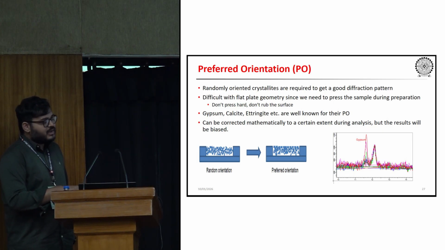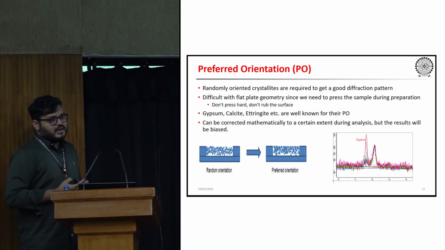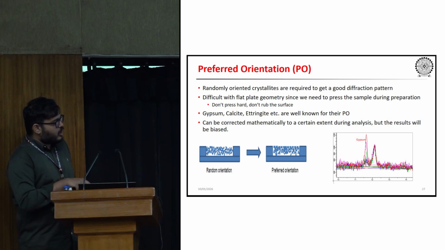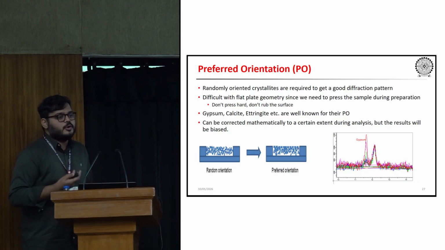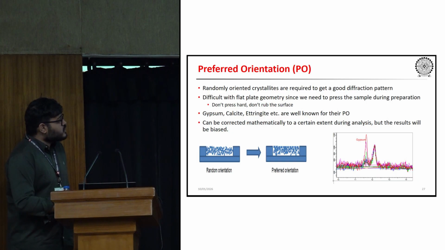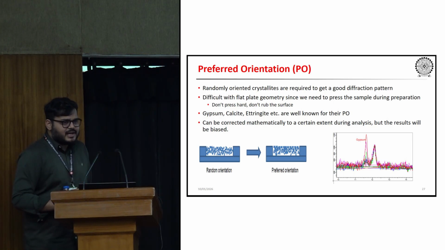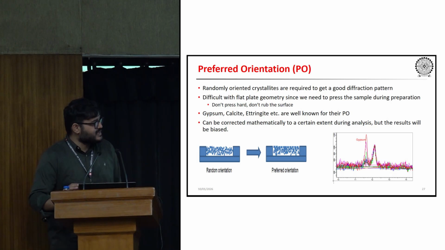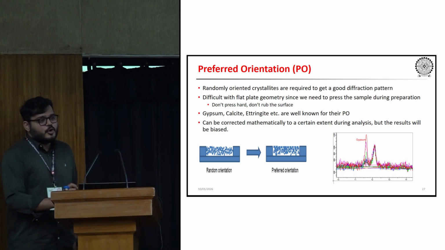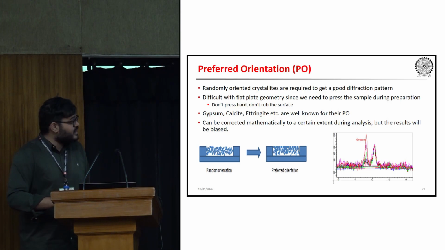So why is this happening? The quantity of the gypsum is the same, but because of incorrect sample preparation, the gypsum crystals are orienting along a particular direction, and that is going to create problems in your diffraction patterns. So the preferred orientation is a problem. It can be corrected mathematically when you're doing your Rietveld analysis to a certain extent, but results are always going to be biased. So it is always better to prepare your samples with random orientation.